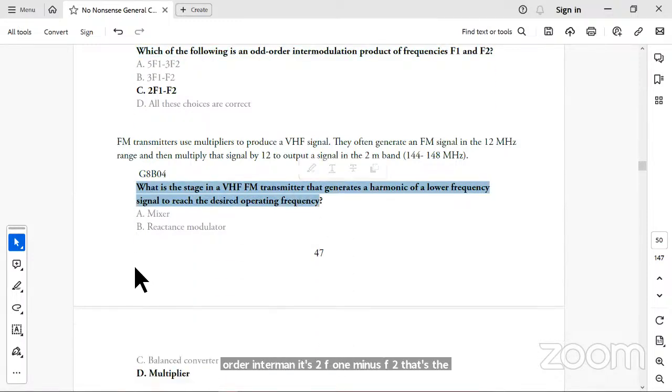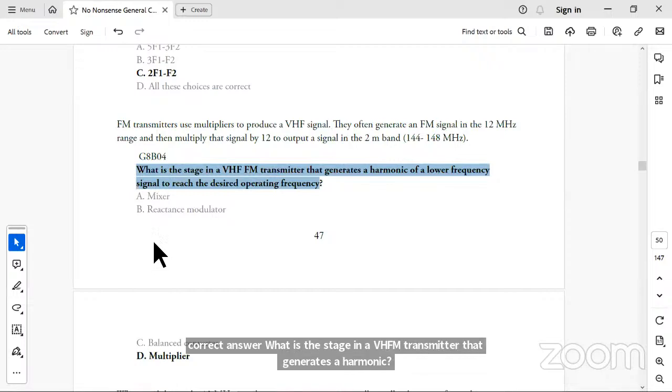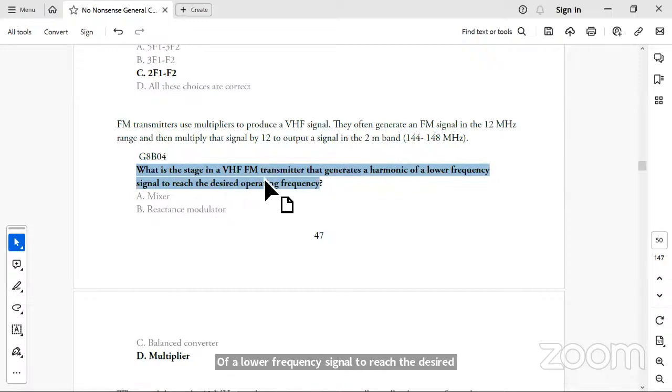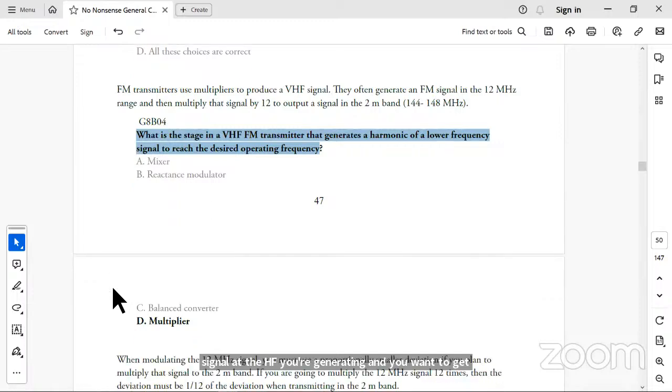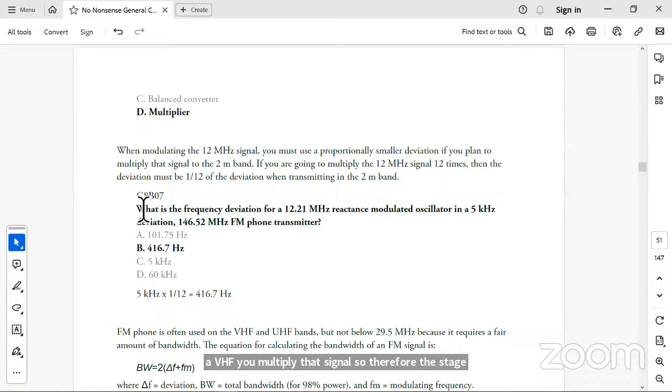What is the stage in a VHF FM transmitter that generates a harmonic of a lower frequency signal to reach the desired operating frequency? So if you have a lower frequency signal and you're trying to get a much higher frequency signal, let's say HF you're generating, and you want to get a VHF, you multiply that signal. So therefore the stage in that transmitter is called the multiplier stage.